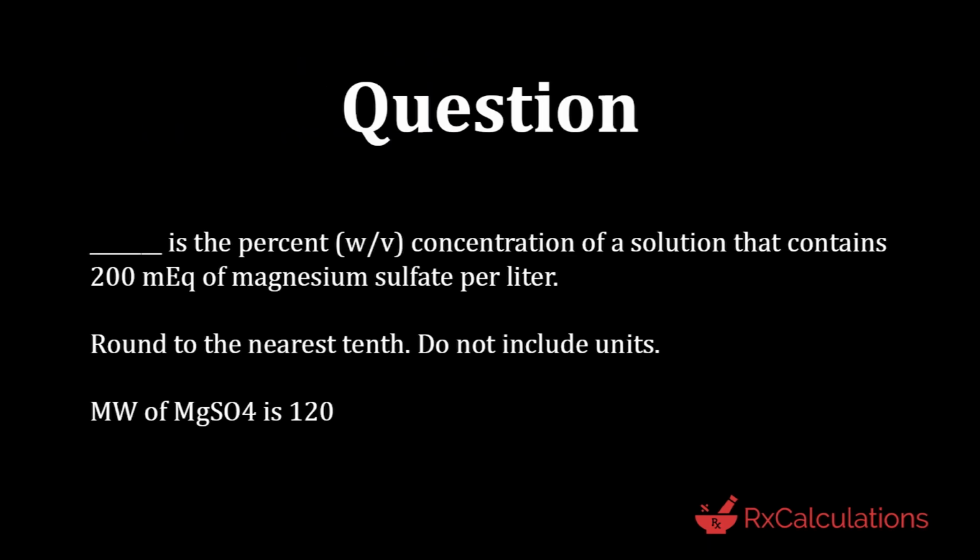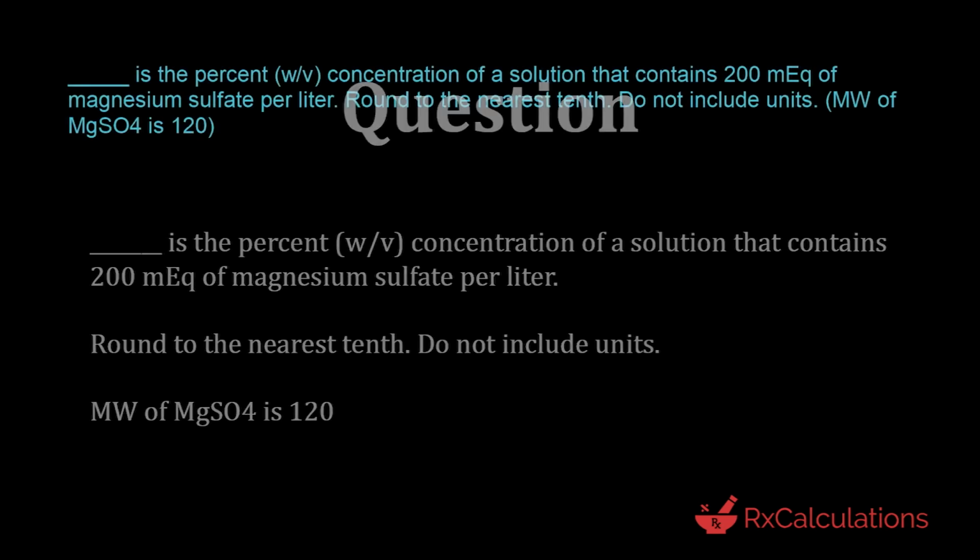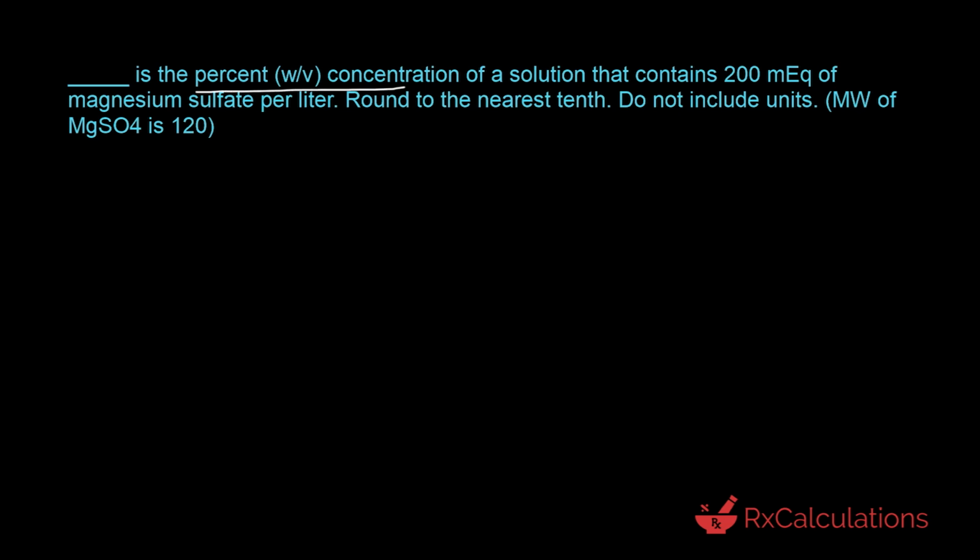Yeah, so I actually put this question there because you know what to do, but sometimes I think we need to talk about it. Okay, let's discuss. Now, let's talk about what the question is. It's a fairly short preamble, asking for percentage concentration. What is the percentage concentration of a solution that contains 200 milliequivalents of magnesium sulfate per liter? Round to the nearest 10, do not include units, and so on and so forth. So, how do you approach this?